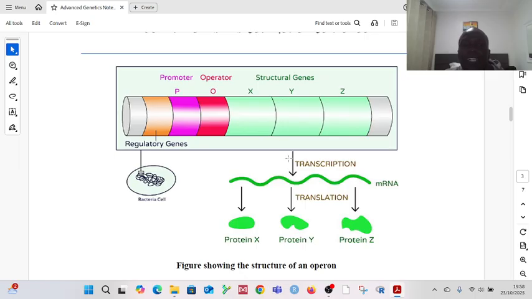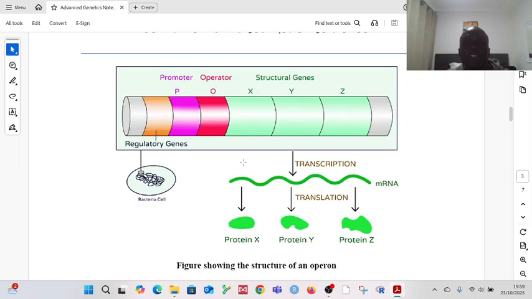Ikitembea hapo, inatengeneza the messenger RNA through the process of transcription. That messenger RNA ndio itapelekwa, itoke kwa nucleus, iende kwa cytoplasm inside the ribosome, na hapo ndio tutakuwa na hiyo kusomwa kwa amino acids. The amino acids will be joined together to form proteins. Remember, these are structural genes which are part of an operon. Being structural genes, they are controlled by one promoter.